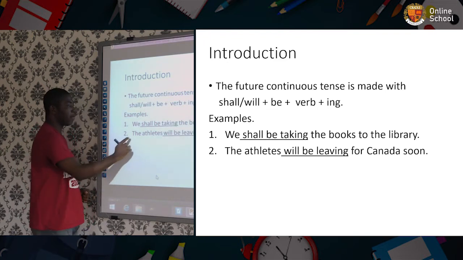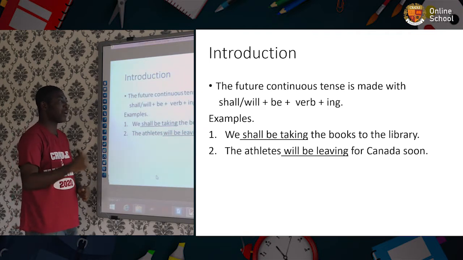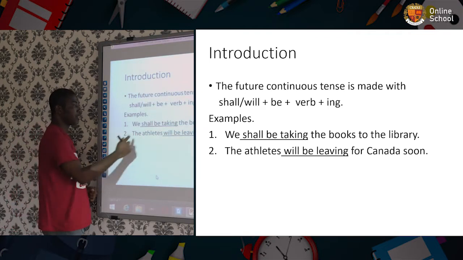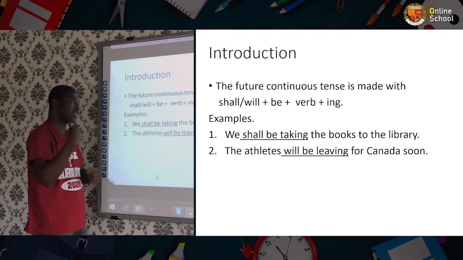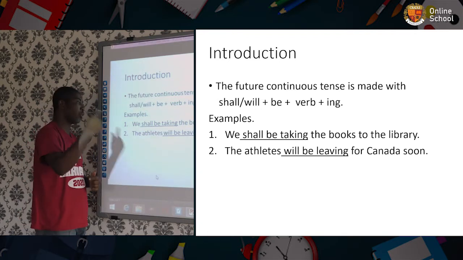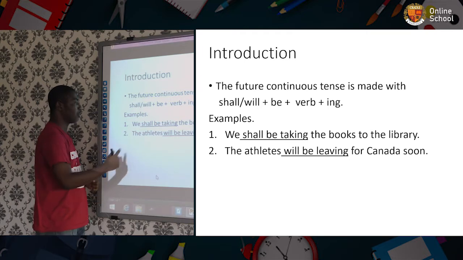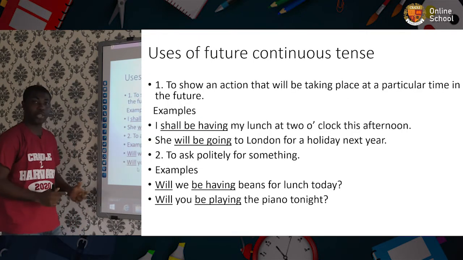Number 2 example, the athlete will be leaving for Canada soon. Will be leaving. That shows a future continuous tense. So this is all what we shall be looking at today.